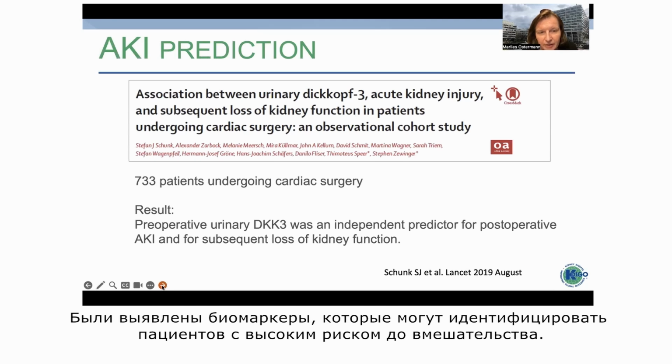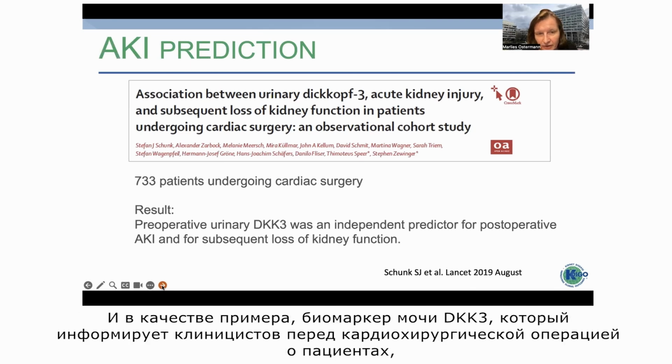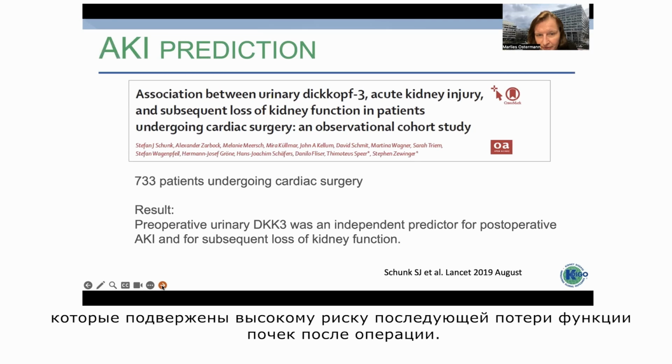Biomarkers have been identified that may even identify high-risk patients before the intervention. And as an example, we have urinary biomarkers, the DKK3 biomarker, which informed clinicians prior to cardiac surgery of patients who are at high risk of subsequent kidney function loss after cardiac surgery.